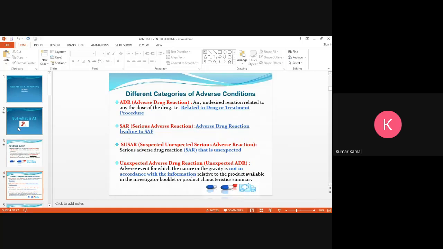However, the adverse drug reaction. Adverse drug reactions are also undesirable reactions which are related to any dose of the drug, but the major difference between adverse event and adverse drug reaction is that an adverse drug reaction will always have a causal relationship with the drug or the treatment procedure, which means the event happened because of the investigational product or because of the treatment procedure which was administered to the subject.